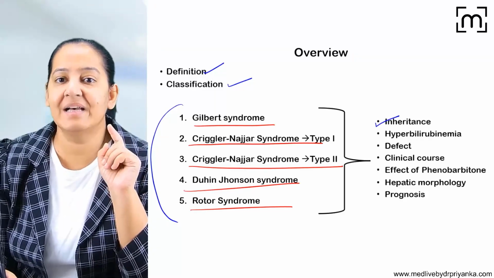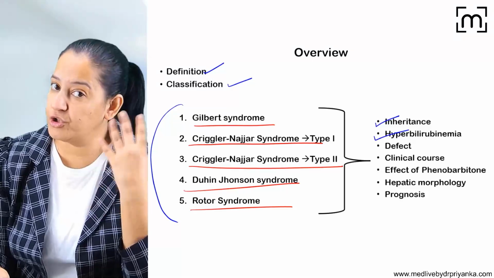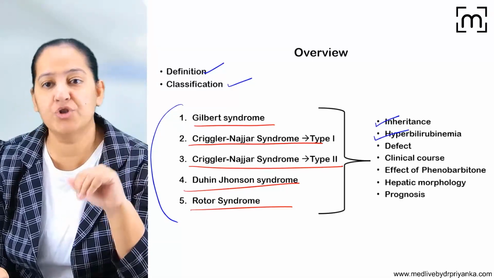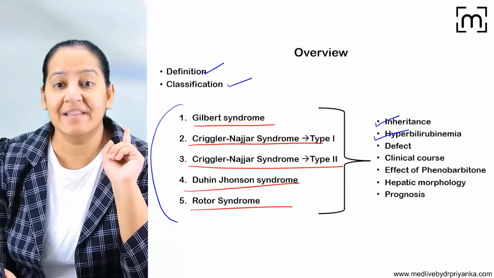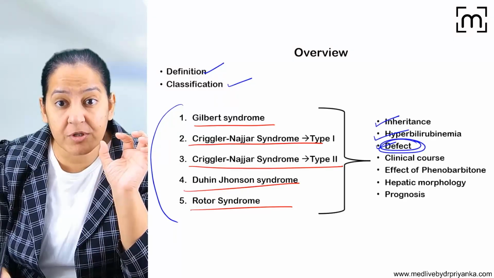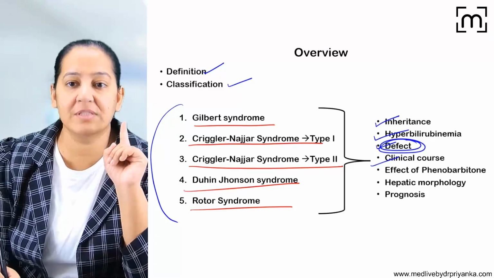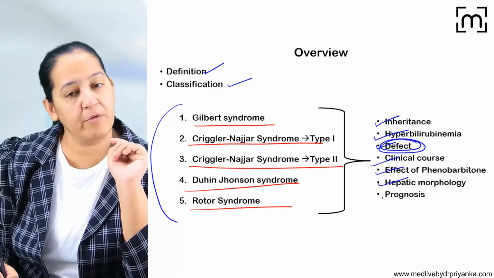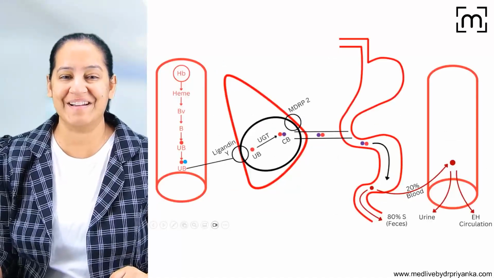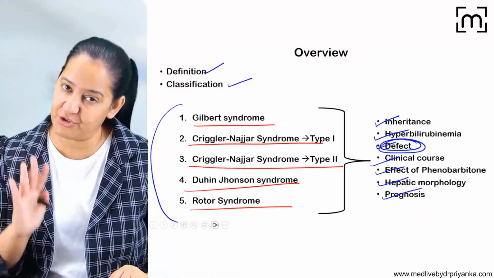Their inheritance, hyperbilirubinemia type, is it conjugated hyperbilirubinemia or unconjugated hyperbilirubinemia? We will see that. Then what is the most important defect? The most important thing is the defect. Then clinical course, effect of phenobarbital, hepatic morphology and prognosis. So we will make a comparative table between all 5. I will show you the table.